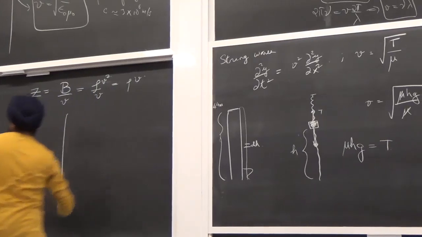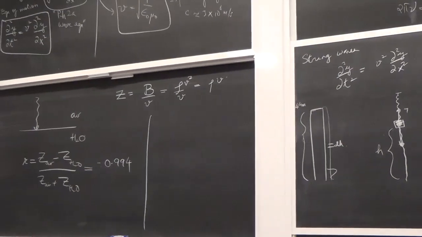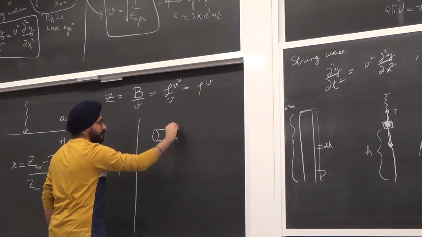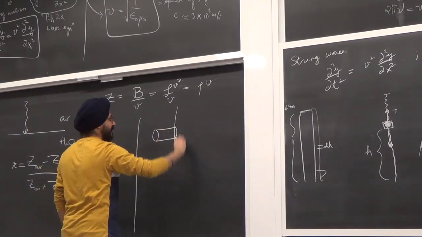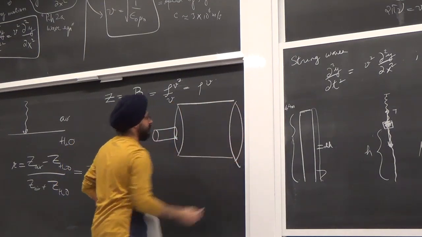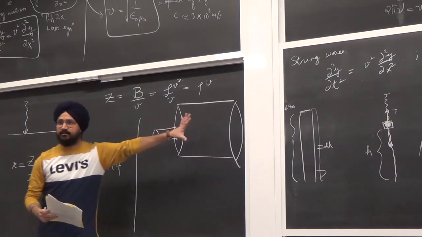Now, this was when I had my medium to be infinitely big. Now, for example, I am shouting in a pipe. I have nothing better to do. Shout in pipes all day. There are two pipes, for example. Okay. I shout from here, there's another bigger pipe.